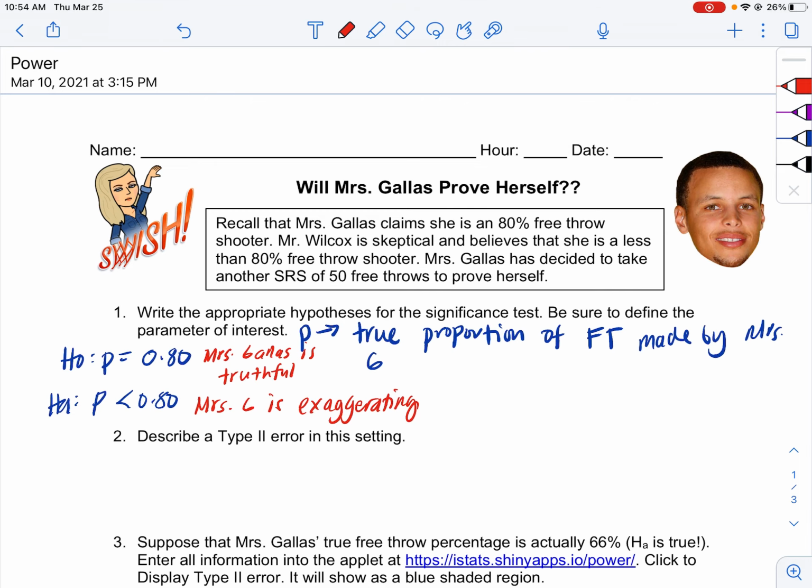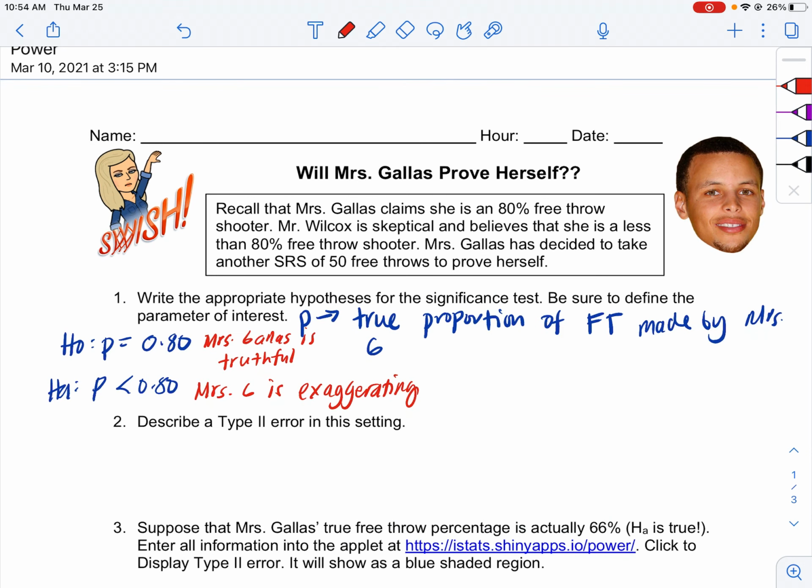Okay. Describe a type 2 error in this setting. Do you guys remember what type 2 error is? Type 2 error is the alternative is true, but then we failed to reject the null. Meaning, the alternative is true, but then we believe the null instead. Or, in other words, Mrs. G is exaggerating, but then we didn't find a convincing evidence that she is.